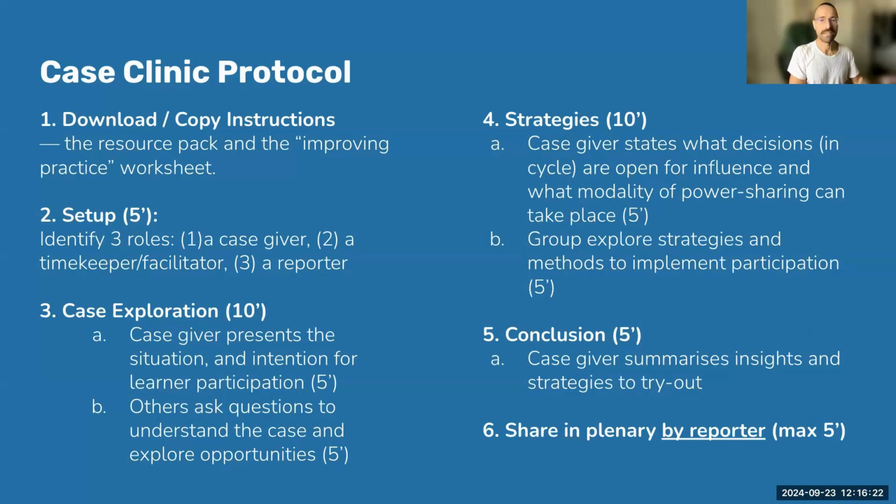So the steps are the following, but those are also in the form. In the beginning, you'll identify 3 roles: a person to give a case, someone that keeps the time and facilitates the conversation a little bit, and someone that will take notes and report back after this. Then you'll have 10 minutes of case exploration. In the beginning, the case giver explains the situation in more detail, and the others also have some opportunity to ask questions to deepen the understanding. Then the second block is finding strategies.